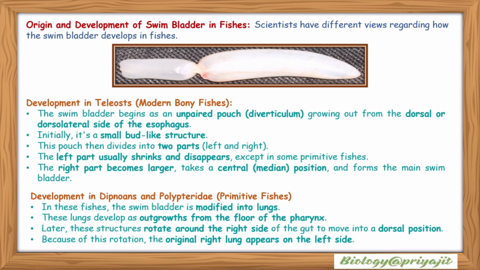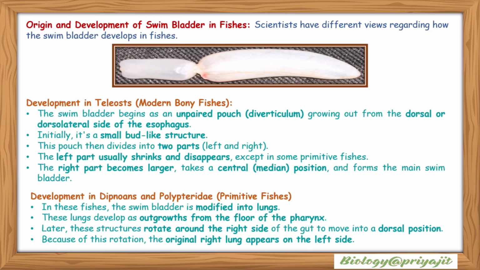Origin and development of swim bladder in fishes. Scientists have different views regarding how the swim bladder develops in fishes. Development in teleost, modern bony fishes. The swim bladder begins as an unpaired pouch or diverticulum growing out from the dorsal or dorsolateral side of the esophagus. Initially it is a small bud-like structure.